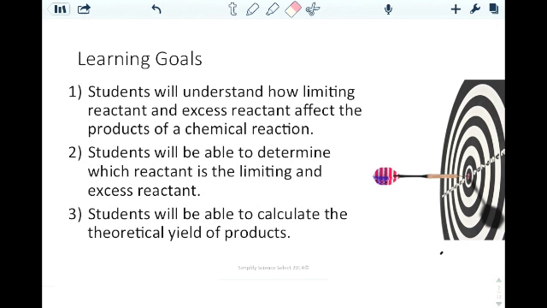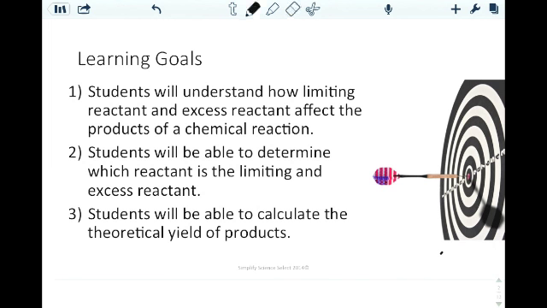Number one, students will understand how limiting reactants and excess reactants affect the product of a chemical reaction. Students will be able to determine which reactant is the limiting reactant and which is the excess reactant. And then students will be able to calculate the theoretical yield of the product.